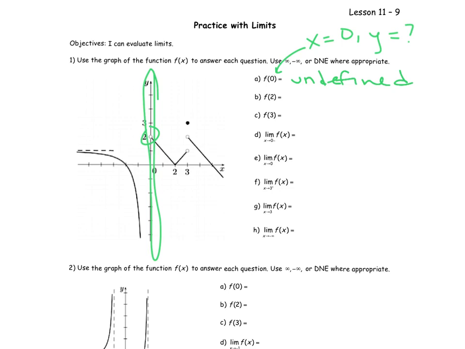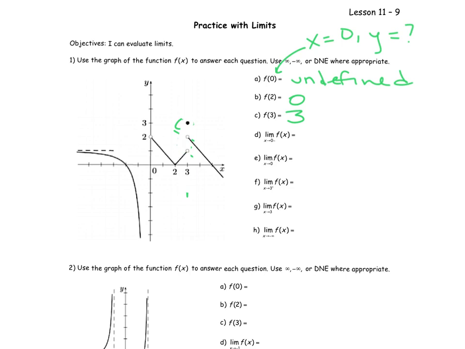Okay, so f of 2, let's take a look. So for f of 2, when x equals 2, so that's here. When x equals 2, I have a y value of 0. When x equals 3, there's a hole here, there's the point at 3.